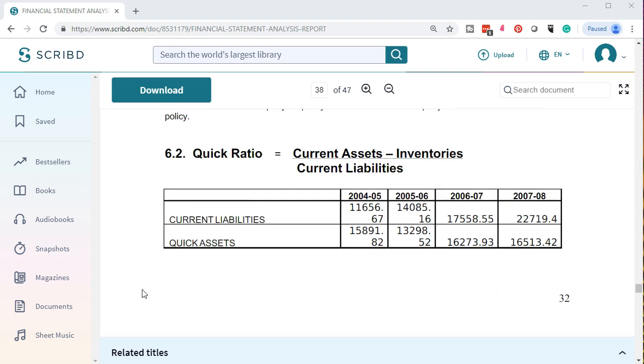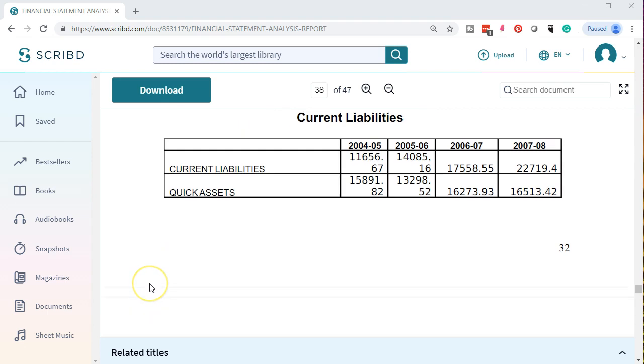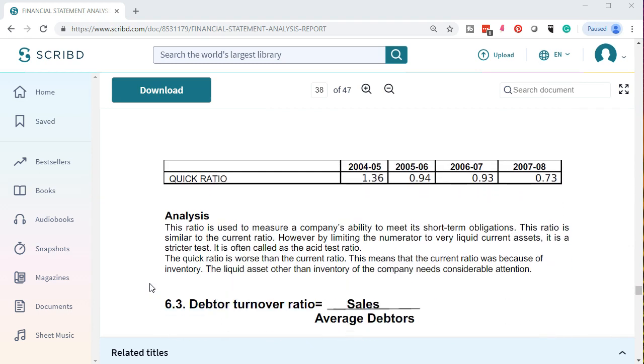Then we're on the quick ratio: current assets minus inventories, or basically quick assets, divided by the current liabilities. Here's the calculation. We'll go down to the analysis. This ratio is used to measure a company's ability to meet its short-term obligations. This ratio is similar to the current ratio. However, by limiting the numerator to very liquid current assets, it is a stricter test. It is often called the acid test ratio.